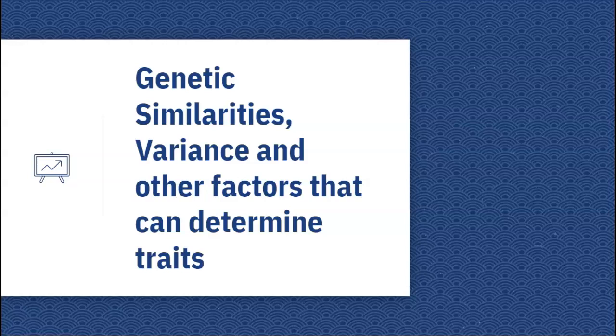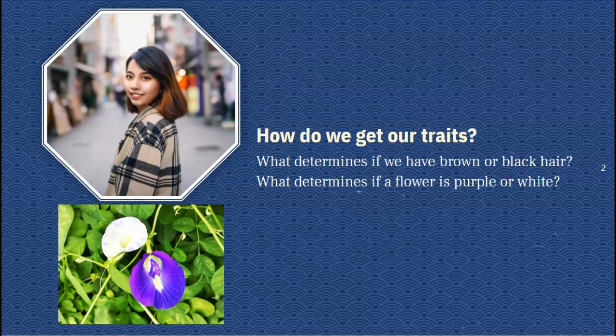All right, over the next couple minutes, we're going to learn about how we're genetically similar, how we're genetically different, and some other factors that can determine our traits. So, where do we get our traits from? With humans, we could have brown hair, black hair, blonde hair, red hair. Where does that come from? In pea plants, you can have white flowers or purple flowers. Where does that come from?